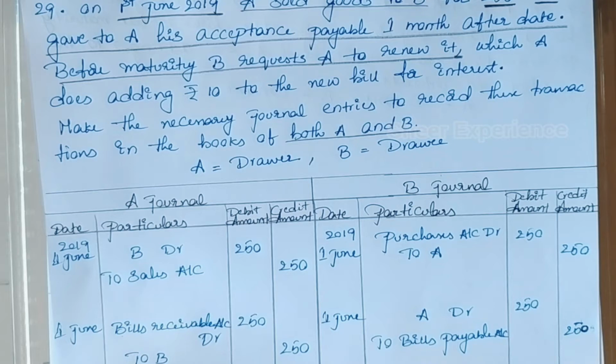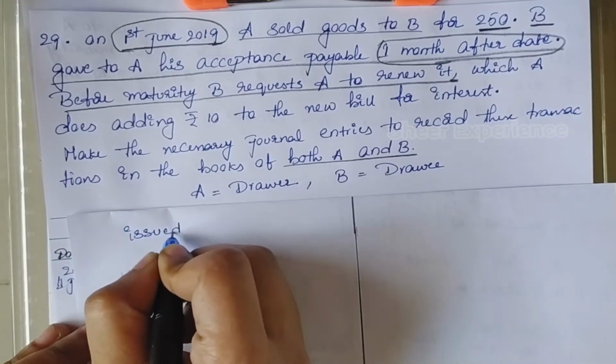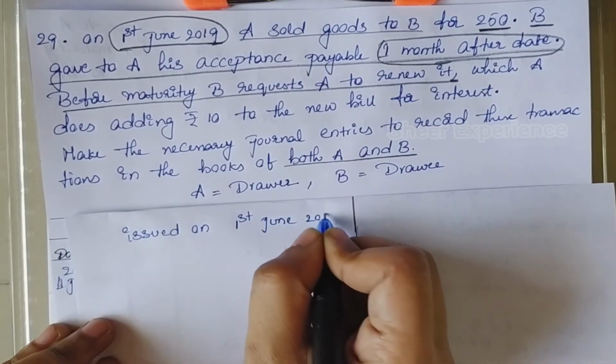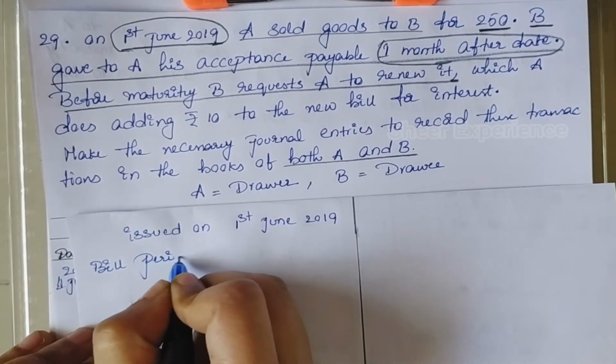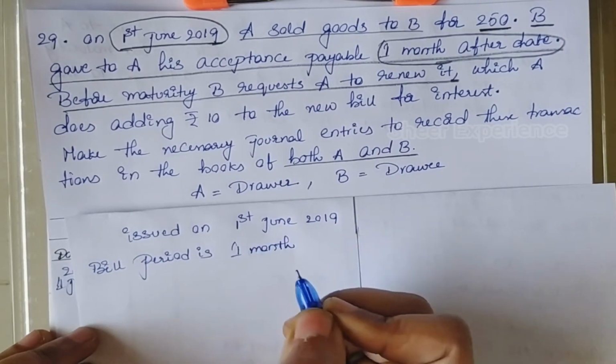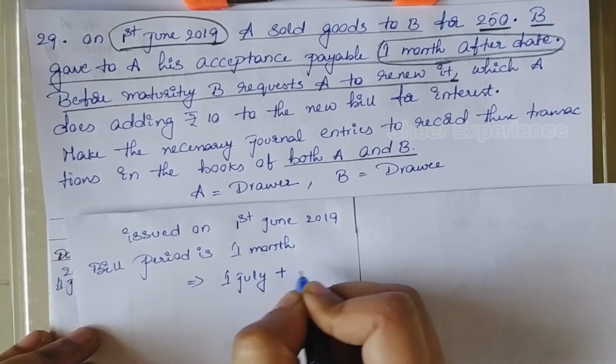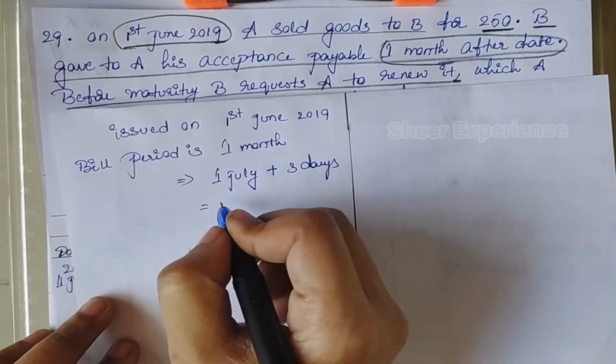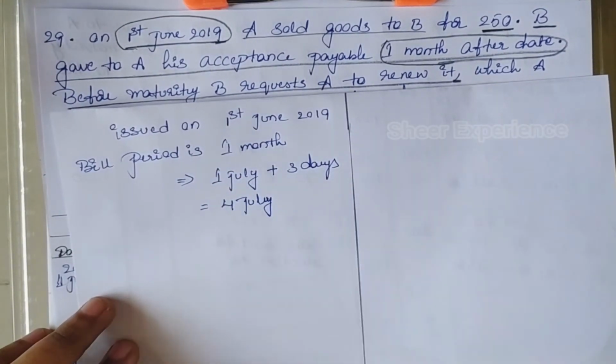That is, cash or bank account debtor to drawee account in drawer books. In drawee books, the entry will be drawer debtor to cash or bank account. In the question, the bill period is 1 month after date and the sale date is 1st June 2019. The due date will be July 4th. That is 1 month from June 1st and 3 days grace period.